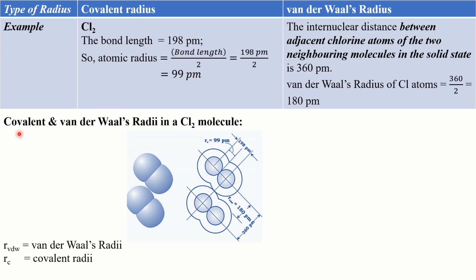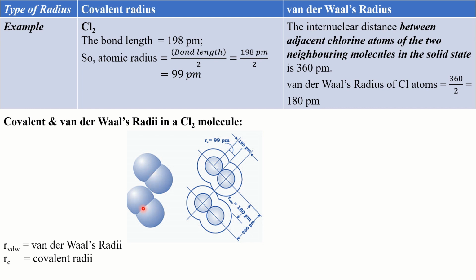Now, shall we calculate the covalent and van der Waals radii in a chlorine molecule? Look at the picture displayed. It shows two covalent chlorine molecules, and this is another way of representing these two chlorine molecules. In this picture, you can see R VDW, which indicates van der Waals radii, and Rc, which indicates the covalent radii. There's a covalent bond between the two chlorine atoms here, and a covalent bond between these two chlorine atoms. That's why the two chlorine atoms are seen pressing against each other.